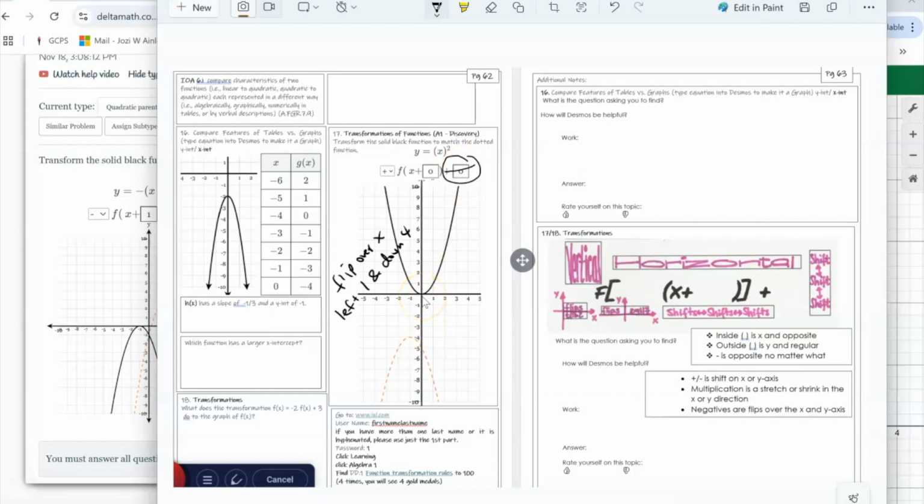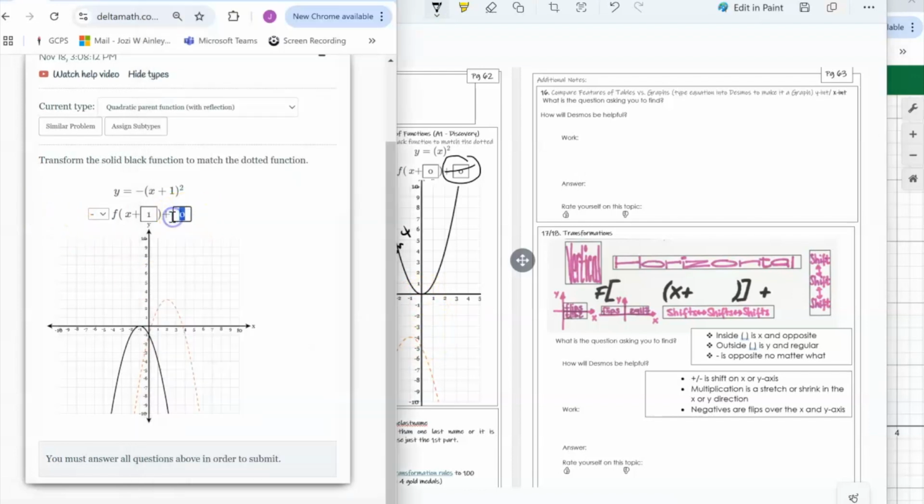Add 4 or minus 4? Minus 4. Minus 4 should take it down. So I'm going to come right here and say minus 4. And you should see when you click out that it will move down 4. Okay.